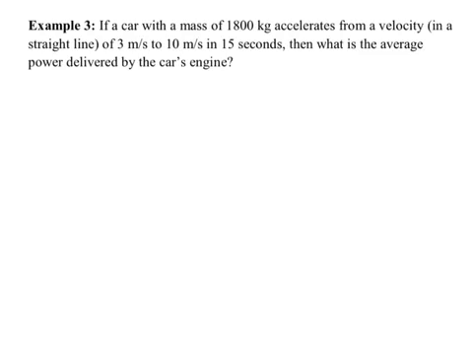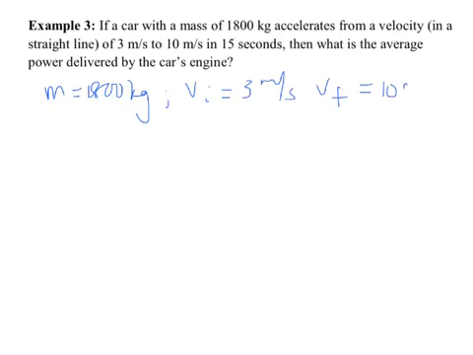Alright, the third example. If a car with a mass of 1,800 kilograms accelerates from a velocity in a straight line of 3 meters per second to 10 meters per second in 15 seconds, then what is the average power delivered by the car's engine? So we're trying to find out how much power the engine delivers. We can see that that's based on several factors. First, the mass is 1,800 kilograms. The initial velocity or initial speed doesn't matter because it's velocity in a straight line, so velocity and speed will be the same. The final speed and the time period.